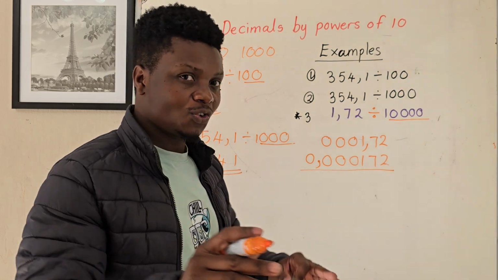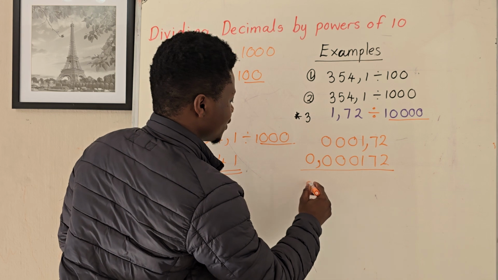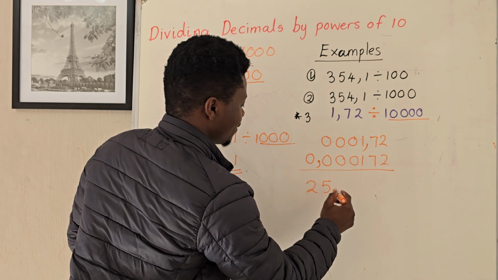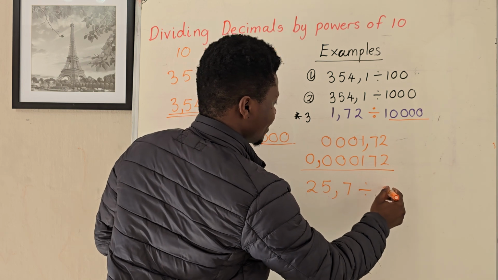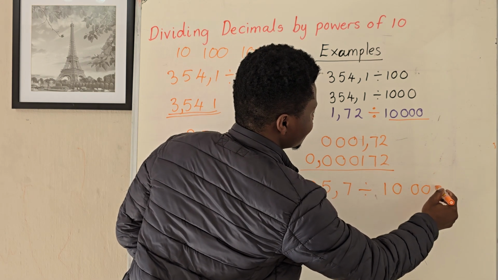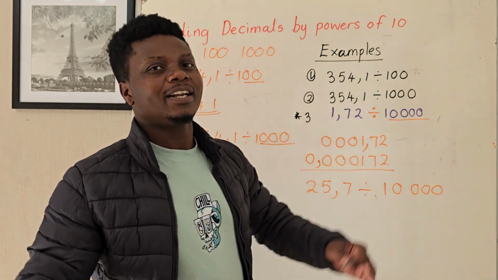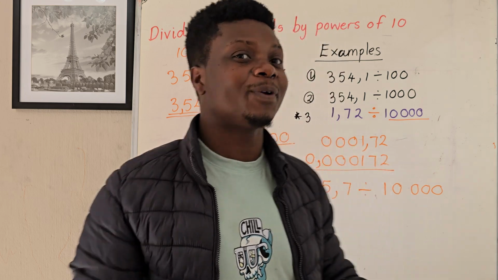I want you to try this one out for me. How about if you have 225,7 divided by 10,000. Try that one. Give me your comment, and let's see how many people can get this one right.